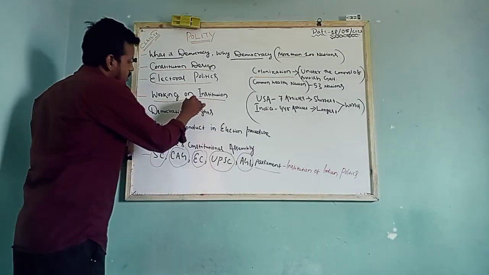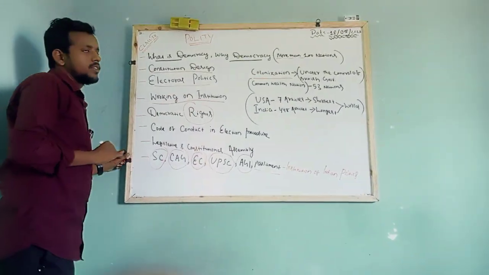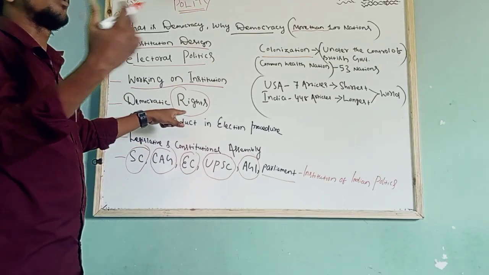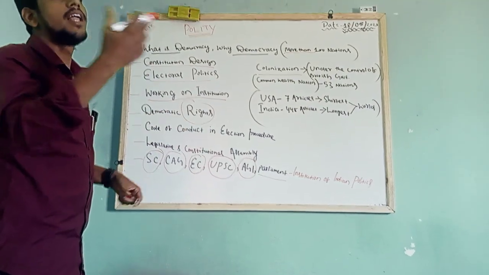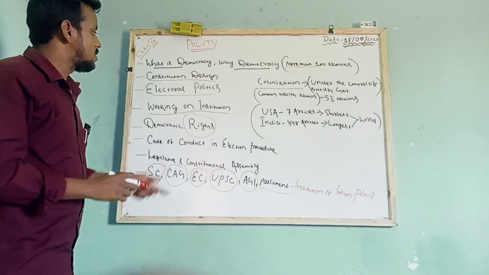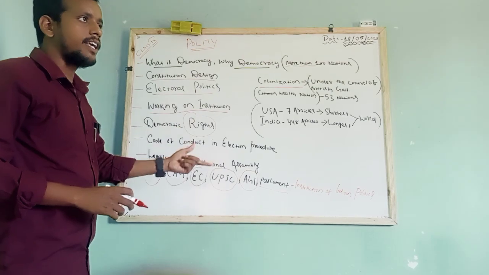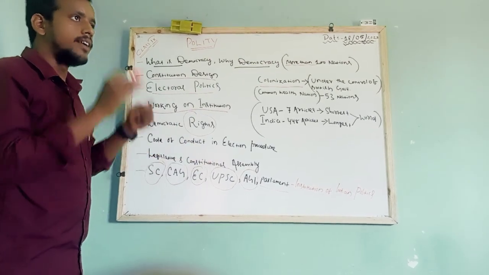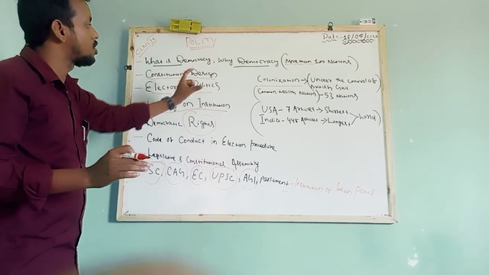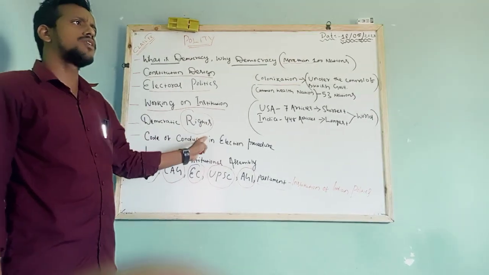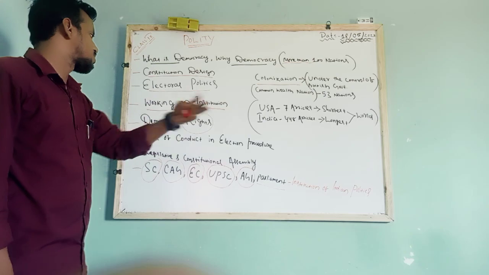And the rights: there are two things. One is democratic rights, which are known as the fundamental rights. It means every citizen will get the facilities that are listed and entitled in the Constitution of India. That's why democratic rights are so crucial and so important.